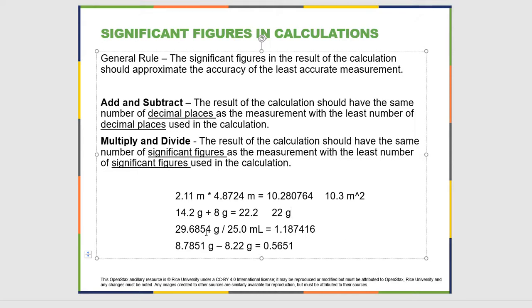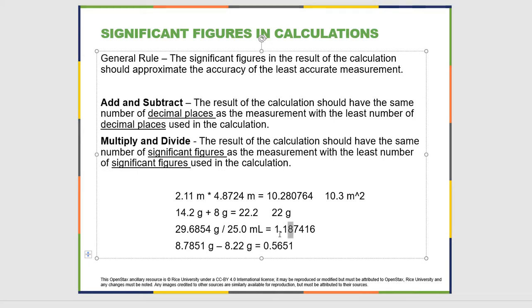Let's look at another example. In this case, the person was calculating density. They found that the mass of the object was 29.6854 grams, and the volume of the object, or the solution or whatever it was, 25 milliliters. So they take the mass and they divide by the volume, and they find this in the calculator. Since we're dividing, we care about the total number of sig figs. This has 1, 2, 3, 4, 5, 6 significant figures. This has 1, 2, this counts, 3, because the 0 is after a number and a decimal place. So this is 3 significant figures, which means our answer should have 3 significant figures.